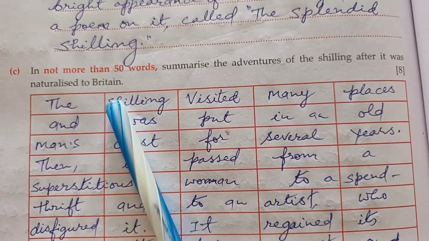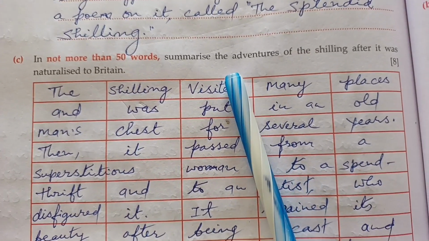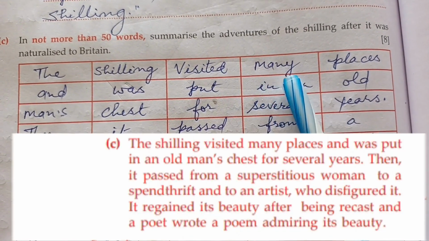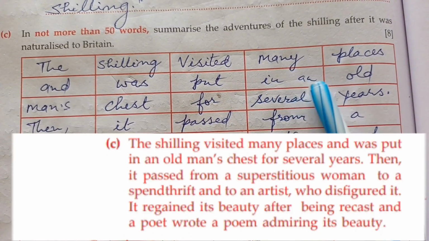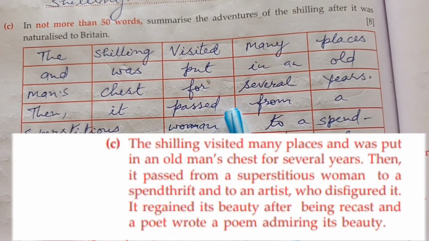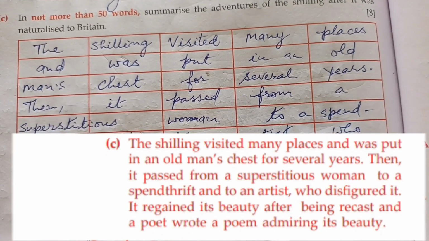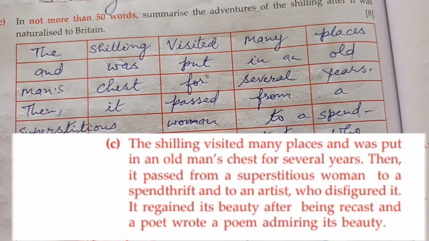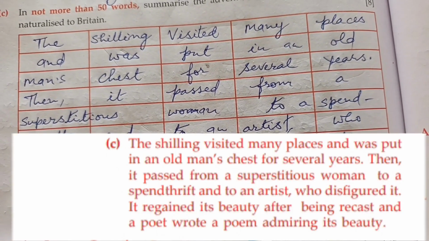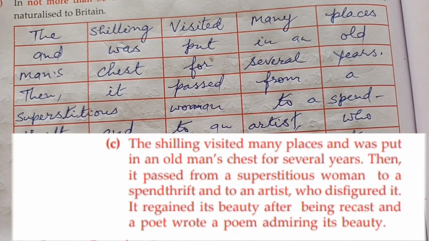See here, you have to write not more than 50 words. Summarize the adventures of the shilling after it was naturalized to Britain. So the answer will be: the shilling visited many places and was put in an old man's chest for several years. Then it passed from a superstitious woman to a spendthrift and to an artist who disfigured it. It regained its beauty after being recast, and a poet wrote a poem admiring its beauty.